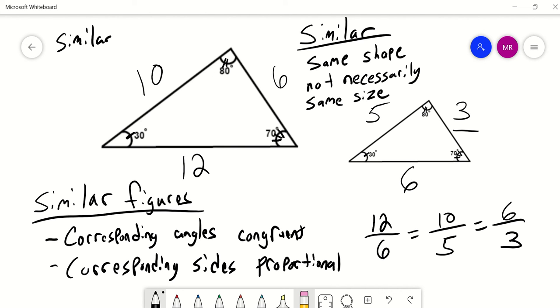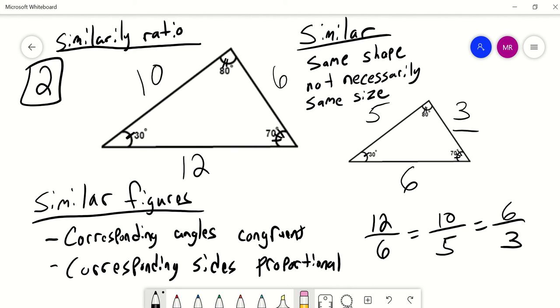So this leads us to what's called our similarity ratio. And the way we find our similarity ratio is we divide corresponding sides. So 12 corresponds to 6. 12 divided by 6 is 2. So the similarity ratio here is 2.